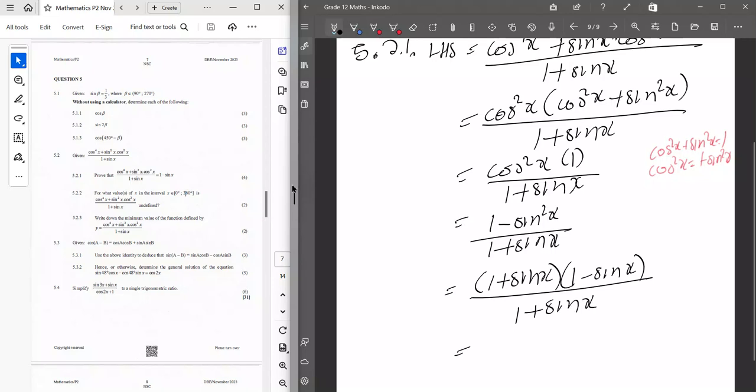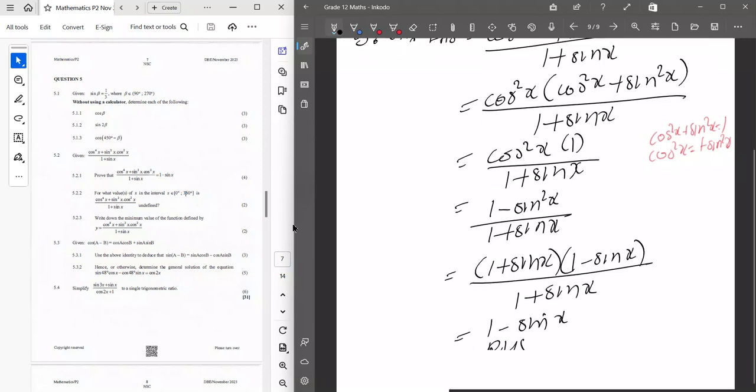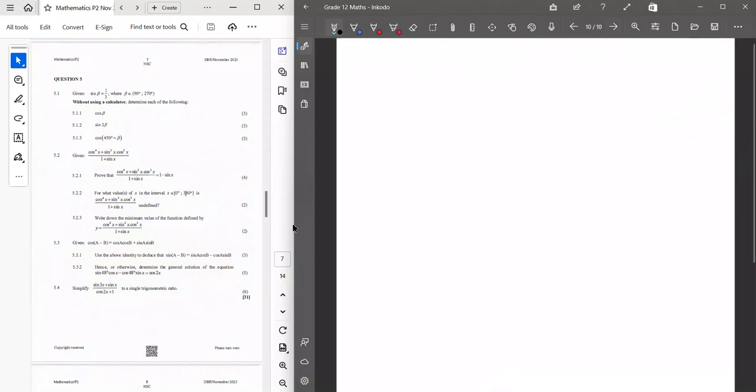Now when you look at this, what do you have? You have 1 minus sine x. And indeed, we have been able to prove this. This is equal to the right-hand side. Now we are good to go. We are heading somewhere, right? Perfect. Now let's see.